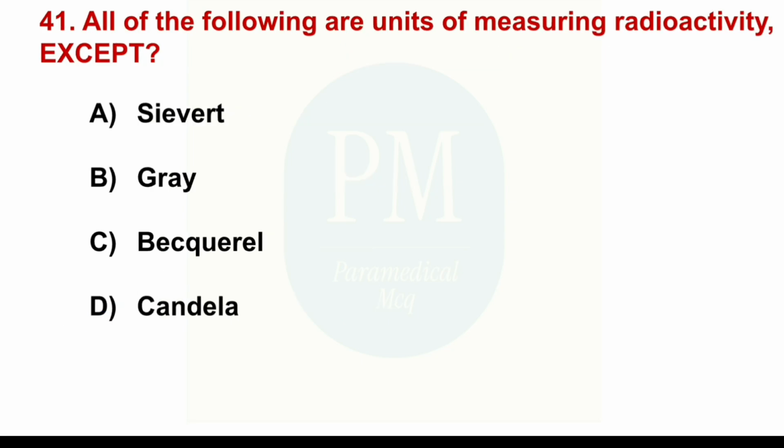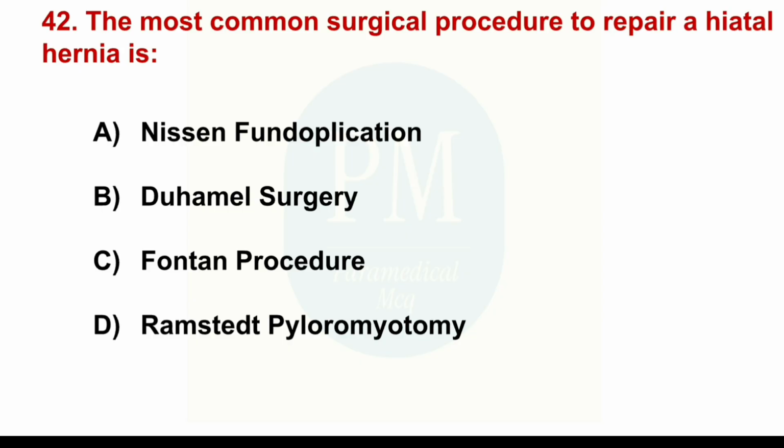All of the following are units of measuring radioactivity except option A, sievert, option B, gray, option C, becquerel, option D, candela. The correct option is option D, candela. The most common surgical procedure to repair a hiatal hernia is option A, Nissen fundoplication, option B, dermal surgery, option C, Fontan procedure, option D, Ramstedt pyloromyotomy. The correct option is option A, Nissen fundoplication.